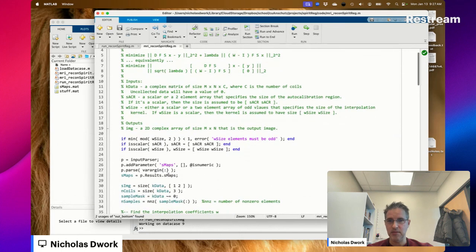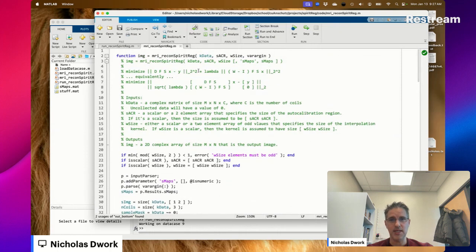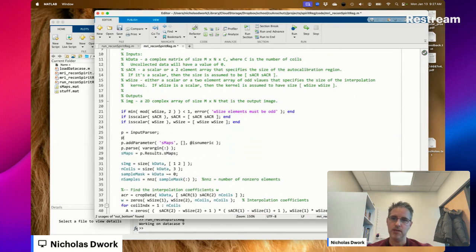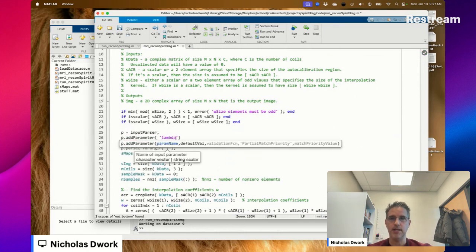I'm going to make it a parameter because eventually I'm not going to use this. I'm going to do something different, but that's for another day. I like to add parameters alphabetically. Its default value, I'm going to make 0.